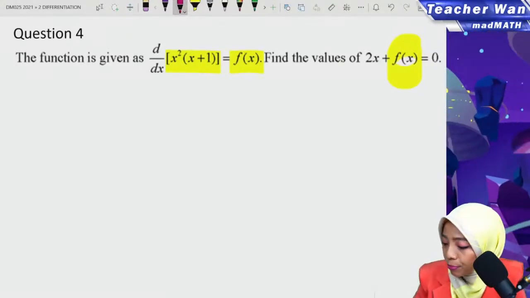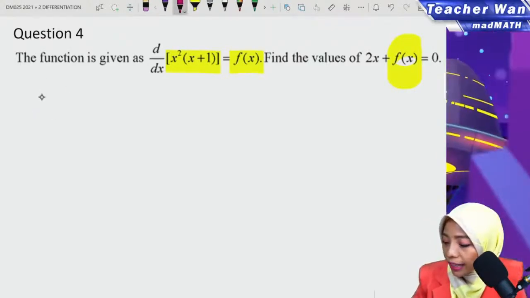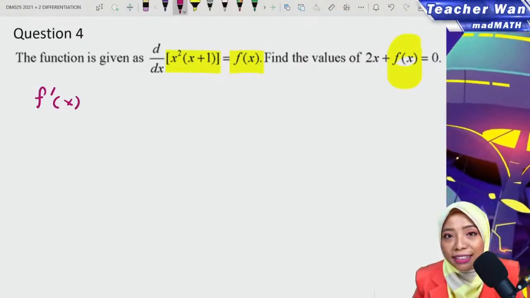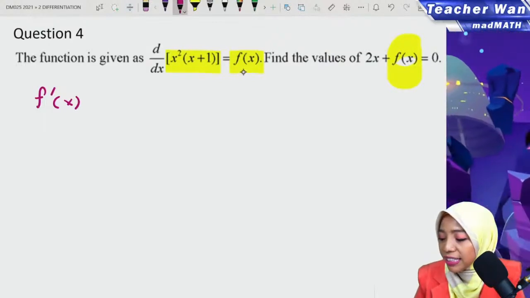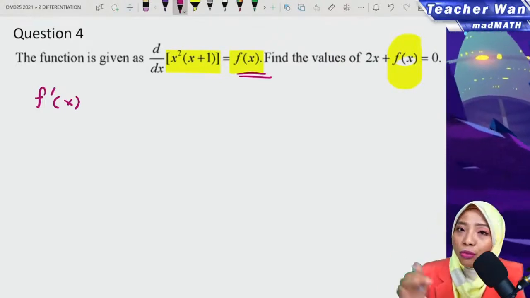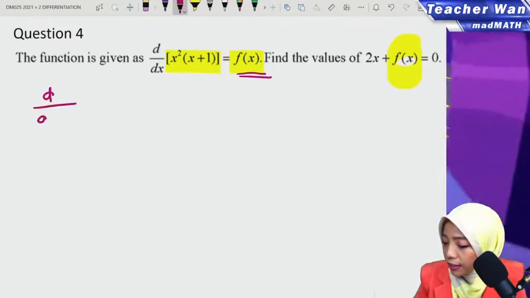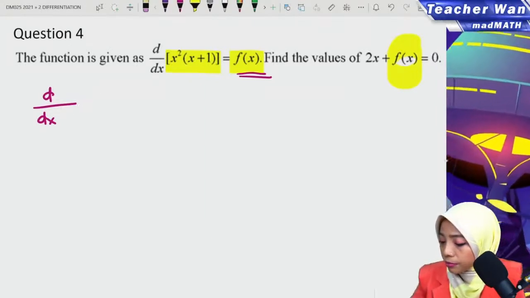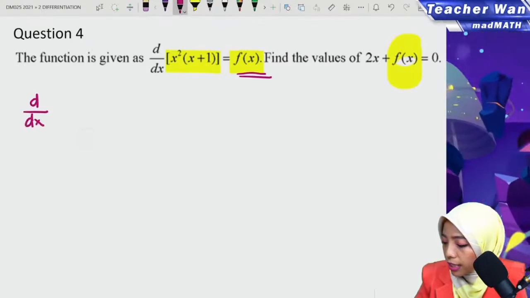Okay, d/dx. Don't get confused: usually when we differentiate we get f prime x, but here the question already says that differentiating gives f x. So we just follow. So differentiate. Okay, this one is too long, so I'll do it neatly.